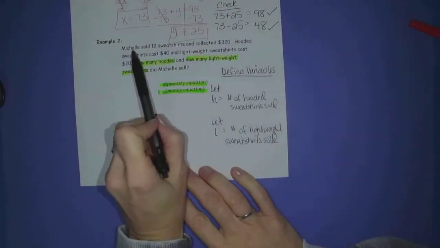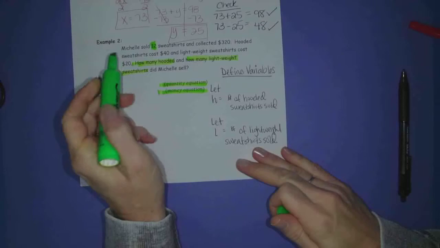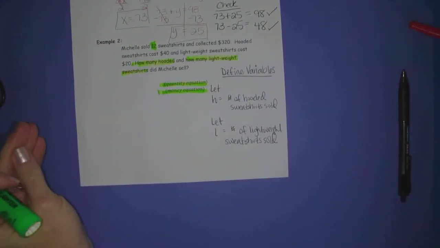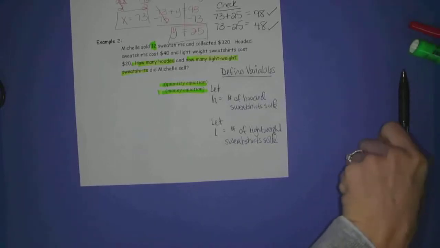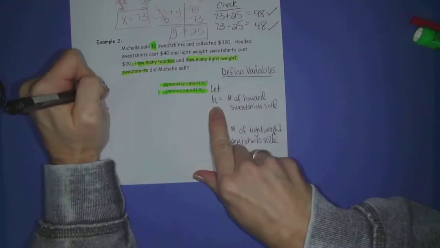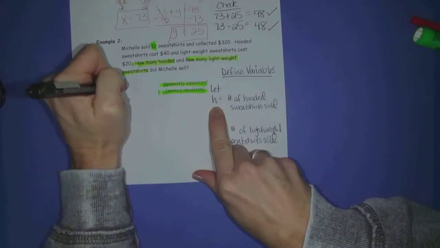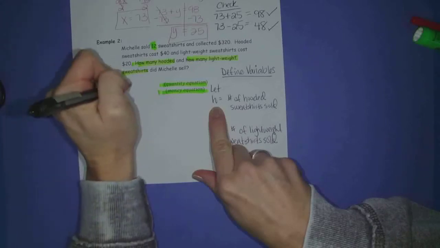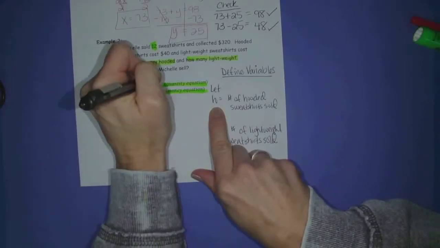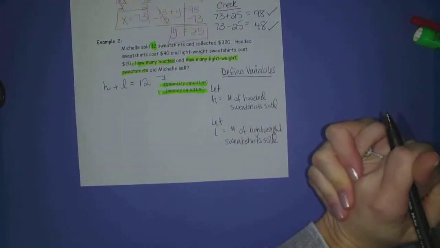And so that comes in the very first sentence. This number 12 right here. Michelle sold 12 sweatshirts altogether. There is your quantity. So basically, if we take our H, the number of hooded sweatshirts sold, added to the number of lightweight sweatshirts sold, makes a total of 12. That's the quantity equation. Notice, no money.